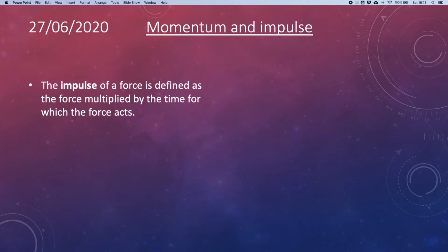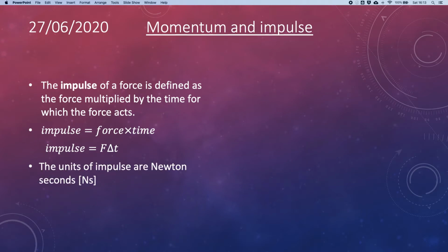Impulse, the one that you wouldn't have heard of, is defined as the force multiplied by the time for which the force acts. So impulse is force times time, or impulse is F delta t, as in force times change in time. The units of impulse are Newton seconds, Newton's ns. Force times time, Newton seconds.